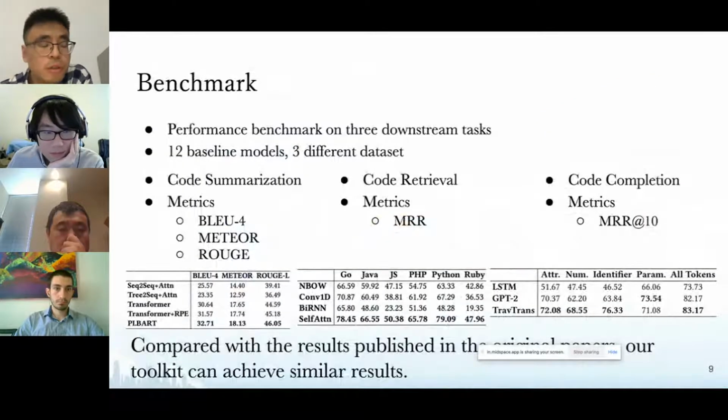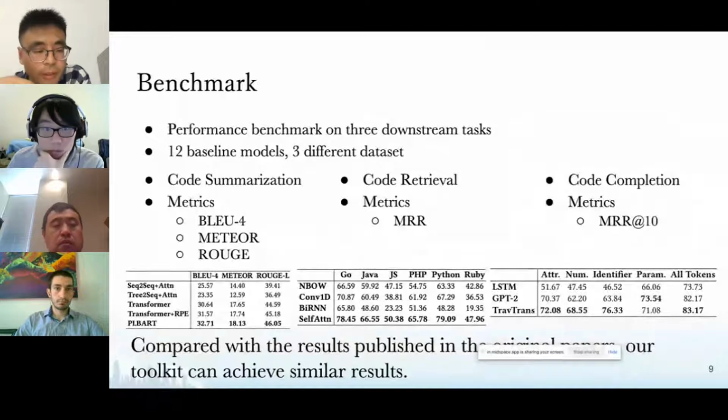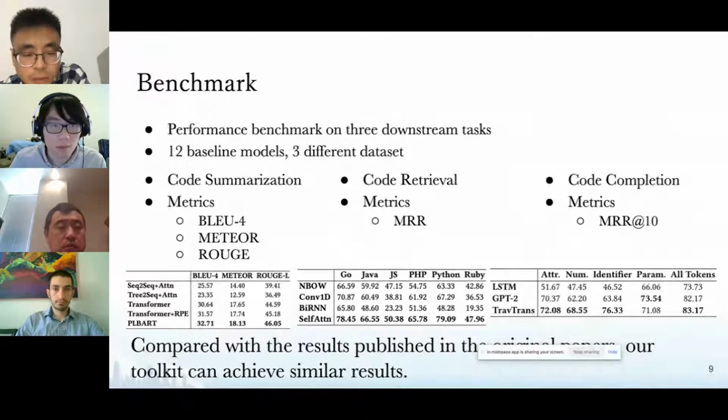Then we also perform several benchmarks on three different downstream tasks, such as code summarization, code retrieval, and code completion. This figure summarizes the experiment results using our toolkit. When compared with the results published in the original papers, we can see our toolkit can achieve similar results.